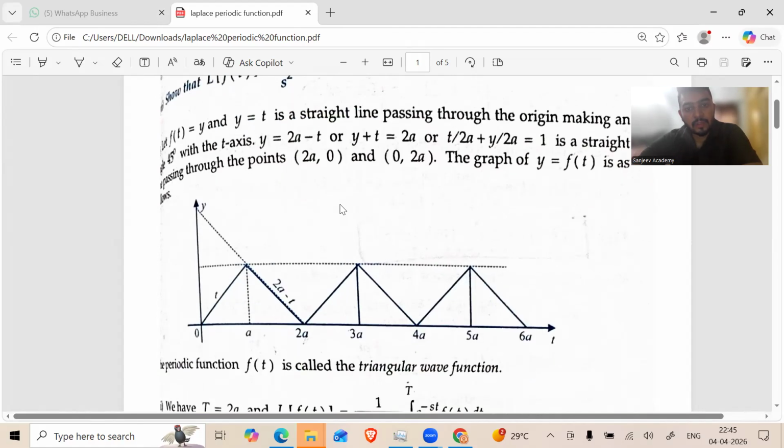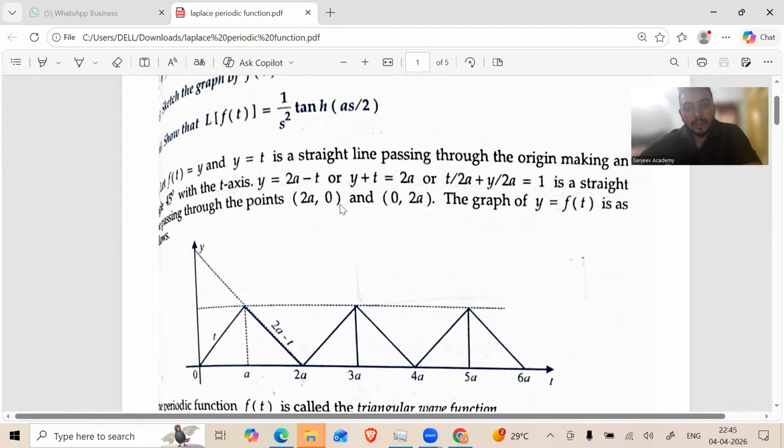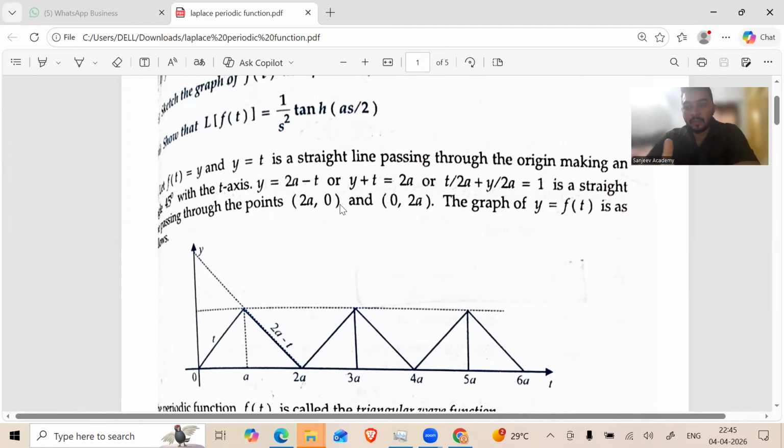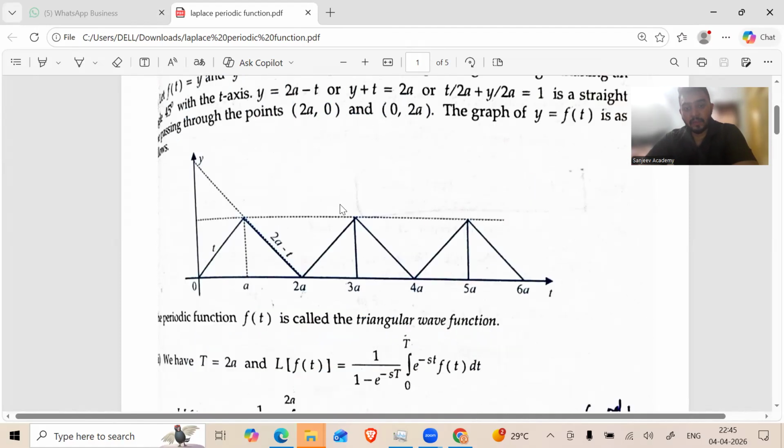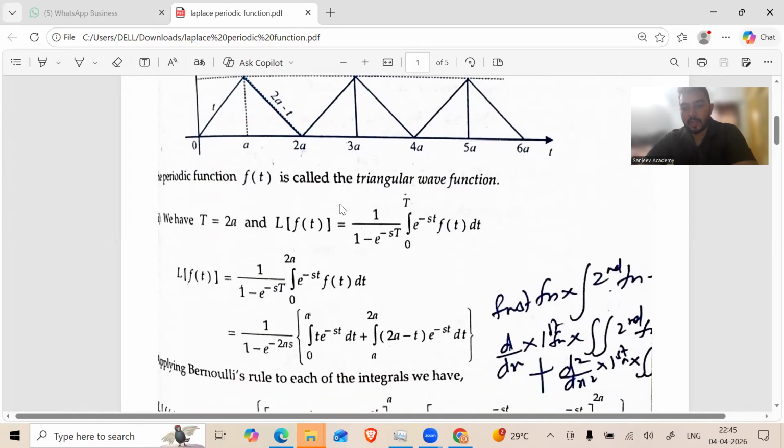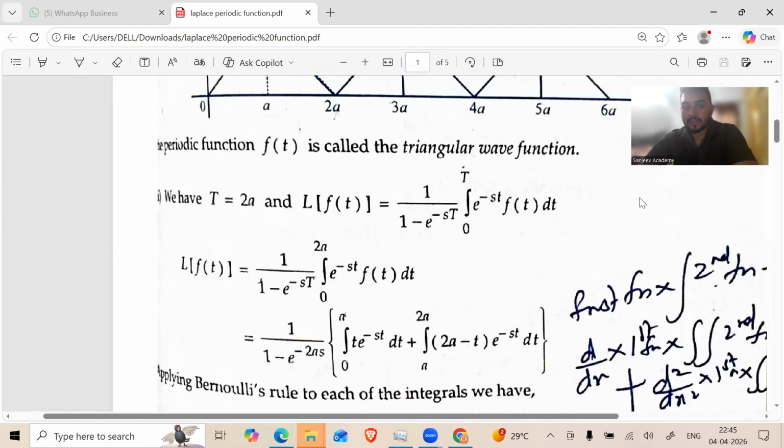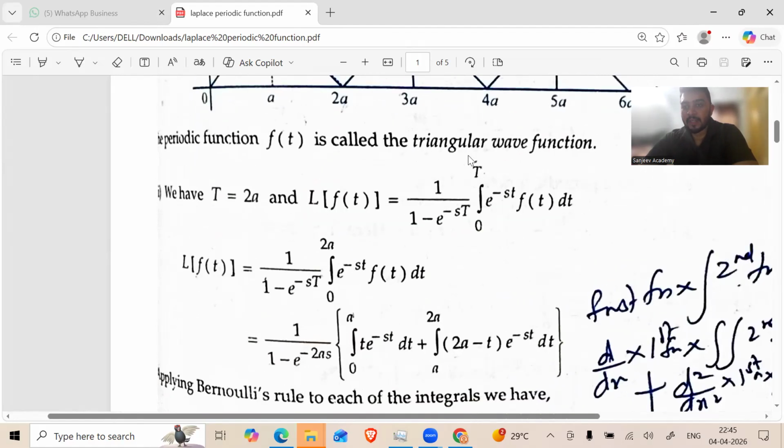Okay. So number one point is I have to remember the formula. What is the formula? 1 by 1 minus e power minus sT, correct? Integral 0 to T, e power minus st into f of t dt. Only that this capital T is only the capital letter. Sorry, the capital letter. Rest everything is small only. e power minus st.